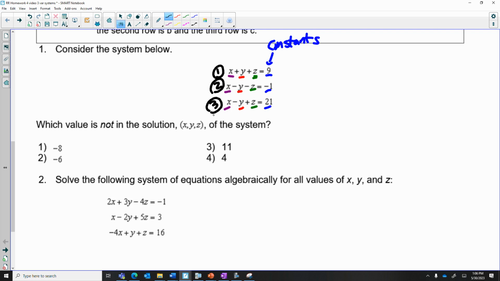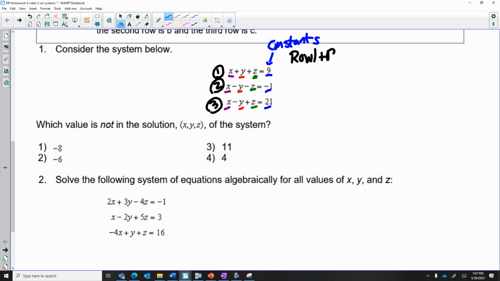The first thing that you have to do is pick two rows or two equations and decide which variable you want to eliminate. And it's totally up to you if you want to eliminate x, y, or z. I think I'm going to eliminate y because I see that row 1 has a positive y and row 2 has a negative y. And those are called additive inverses, which means when you add them, you'll be able to eliminate the variable easily. So I'm going to show you what I'm doing.